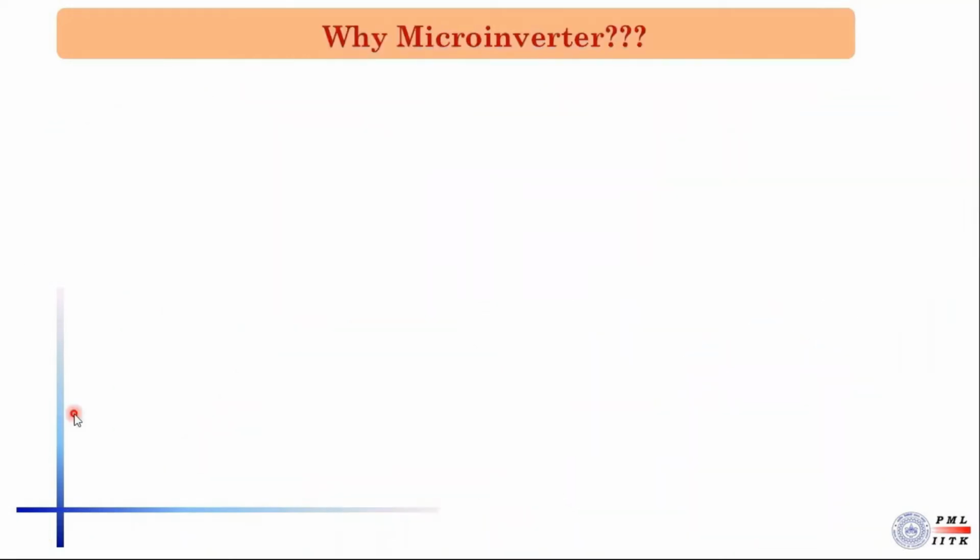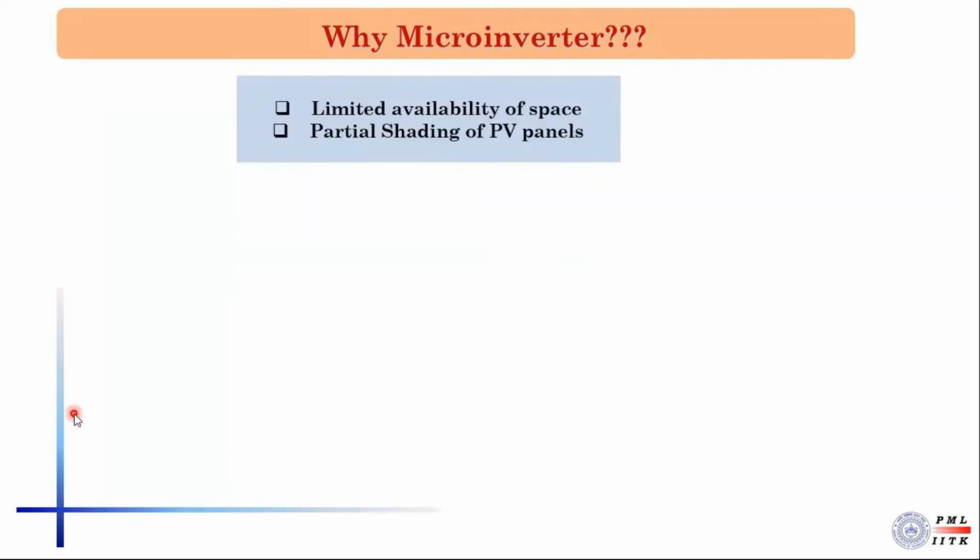So now let's understand why this microinverter system is better than the string inverter system, that is, the series connection of PV panels. In fact, the series connection of PV panels is limited by two factors. The first one is limited availability of space, and the second one is that the series connection of PV panels actually poses a serious problem under partial shading condition. Now let's understand this problem in a partial shading condition with some more depth.